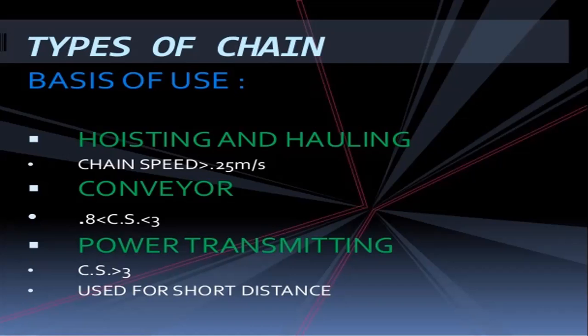The second type is the conveyor type, which has a speed of less than 8 meters per second and greater than 3 meters per second. The last one is the power transmitting chain drives, which is up to greater than 3 meters per second. So these are the different types of chain drives we are going to use on the basis of usage.